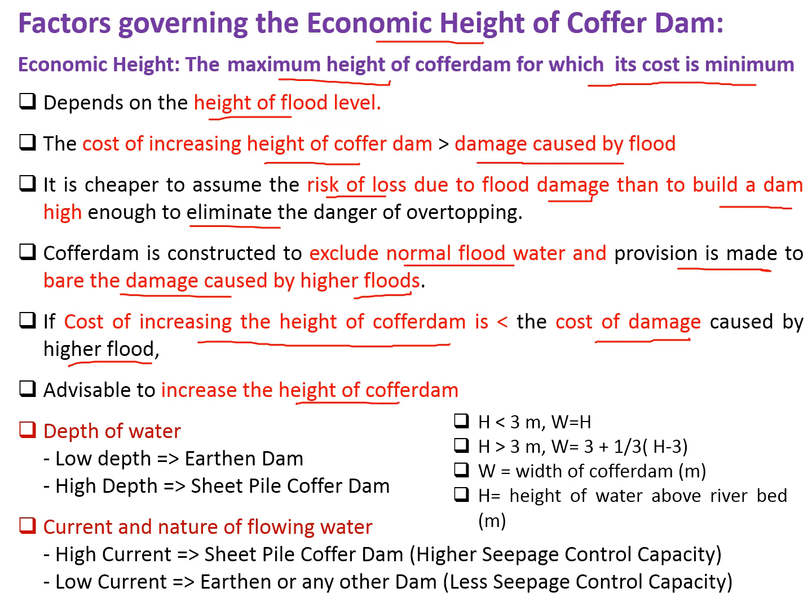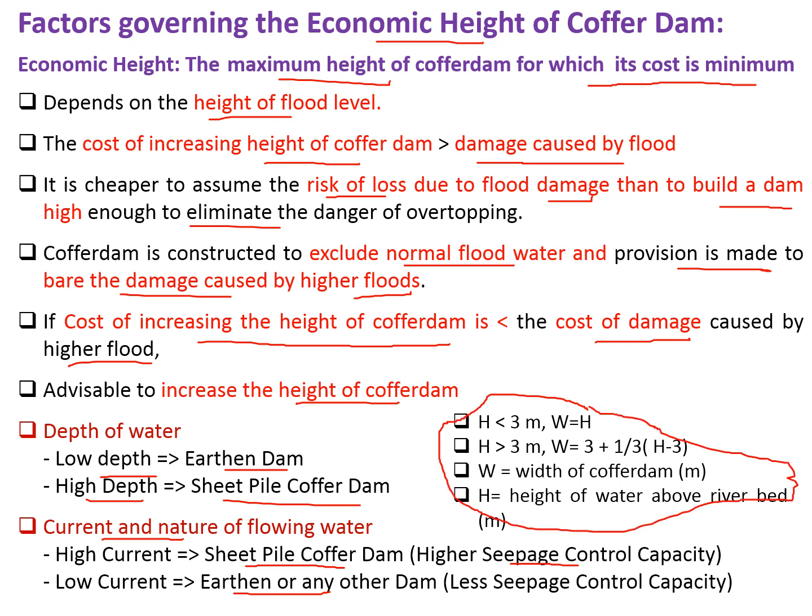Next is depth of water. For the low depth water, generally the earthen dam is used, and for the higher depth of water, sheet pile cofferdam is used. For the current and natural flowing water, for the high current, generally sheet pile cofferdams are used that have higher seepage control capacity, and for the low current, earthen or other cofferdam can be utilized. And this height and width criteria we have already discussed in wood sheeting cofferdam.